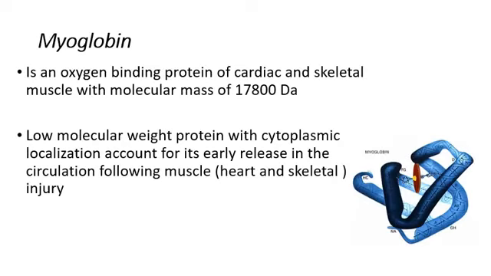Let's start with the simplest and the earliest one, which is myoglobin. As you know, myoglobin is an oxygen-binding protein within the muscle, whether cardiac or skeletal. It is a low molecular weight protein, and its location is in the cytoplasm. That means it is the earliest marker to be raised after myocardial infarction.